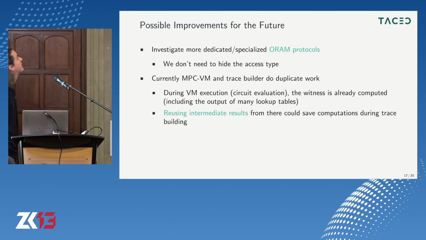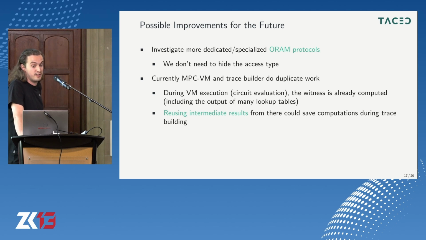Okay, so what are possible improvements for the future? We could investigate more dedicated or specialized ORAM protocols where we don't need to hide the access type, because typically it is known, as the circuit is usually public knowledge. One thing you also have to think about is that combining ORAM with generic MPC protocols is not always trivial, and we have to do extra considerations there.